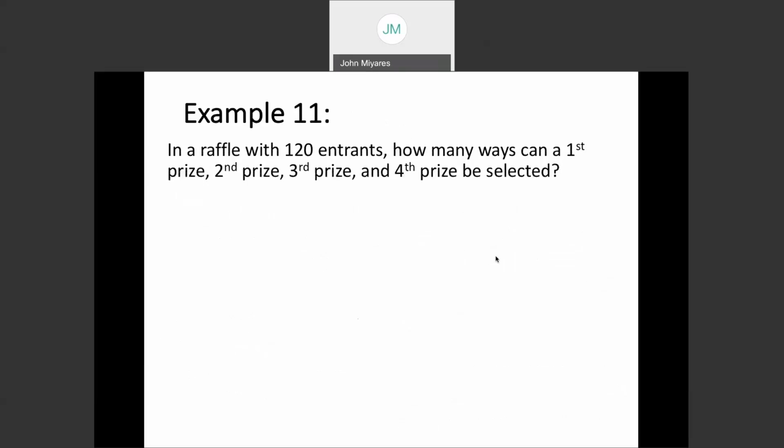Let's say the problem is given like this. In a raffle with 120 entrants, how many ways can a first prize, second prize, third prize, and fourth prize be selected? Is this a permutation situation or a combination situation? Well, there's a first prize, second prize, third prize, and fourth prize, suggesting that there are different prizes and it's going to matter who gets each prize. This is going to be an example of a permutation.